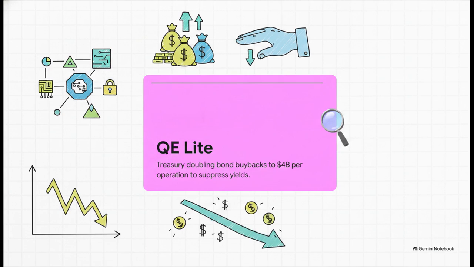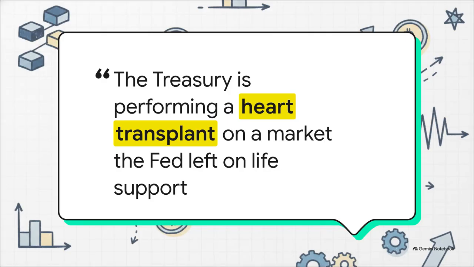You see, the U.S. Treasury was basically forced to intervene in a highly illiquid bond market, doubling their long-term bond buybacks from $2 billion to at least $4 billion per operation. Now, while it's not technically full quantitative easing, the market is reading this direct liquidity injection exactly the same way. It's effectively the Treasury stepping in to suppress yields, which signals to the market that dollar debasement is an administrative inevitability. So the crucial takeaway here is this narrative pivot.